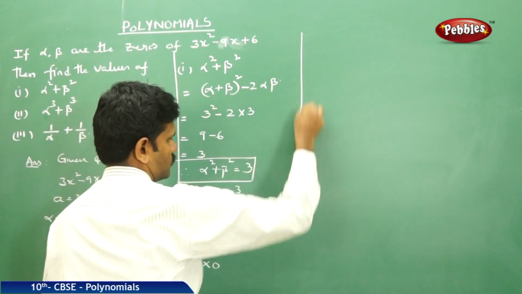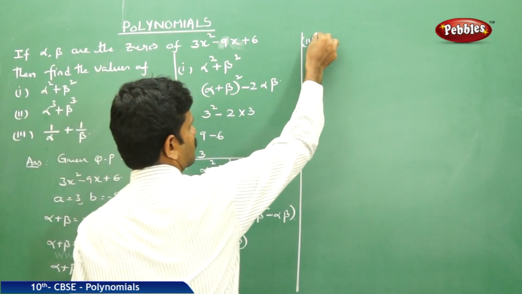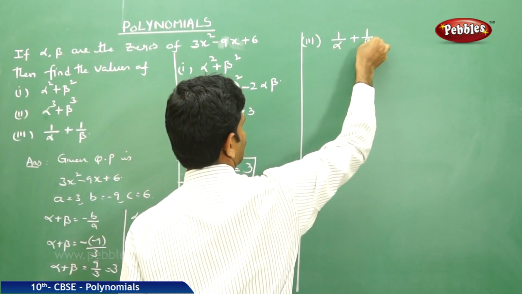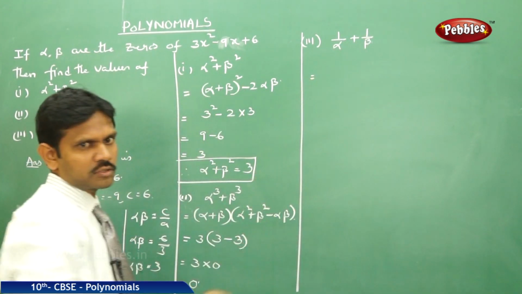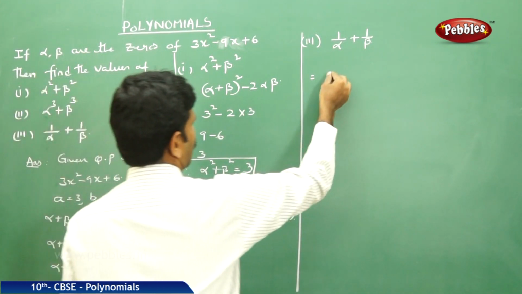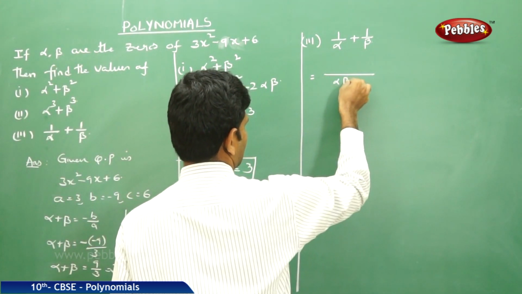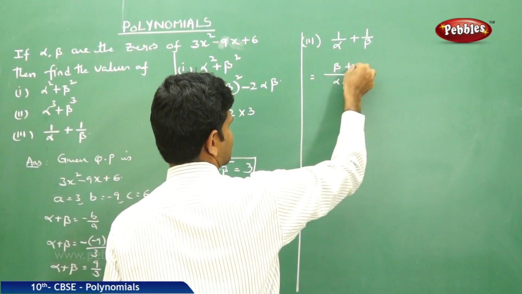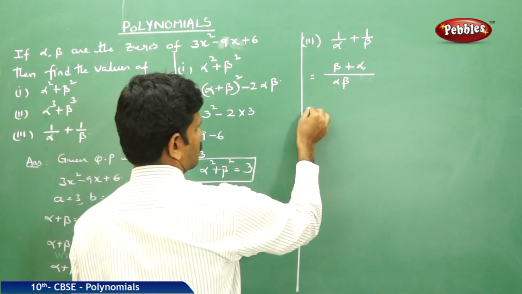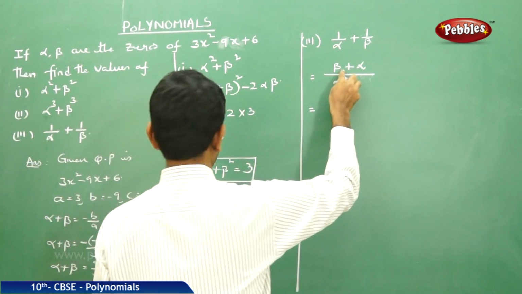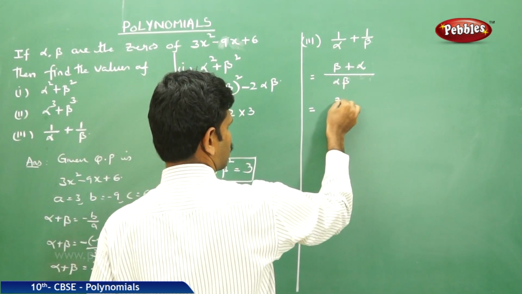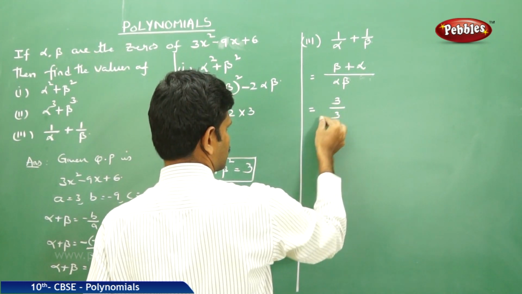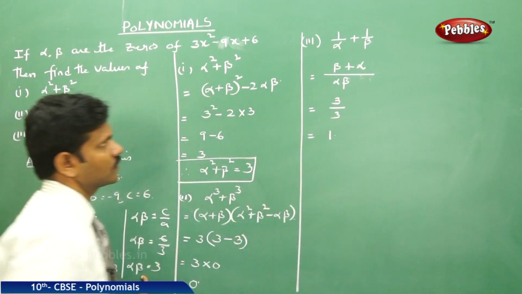Next, come to option number 3, 1 by alpha plus 1 by beta, that is equal to LCM is alpha beta, beta plus alpha, that is equal to beta plus alpha nothing but 3 by alpha beta value is also 3, which will give you 1.